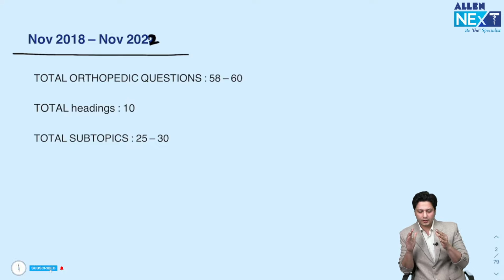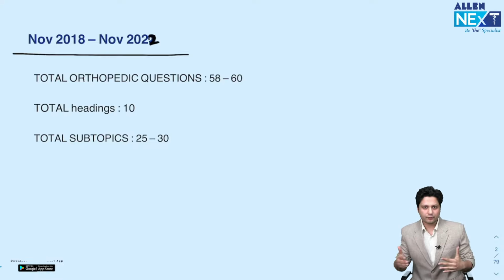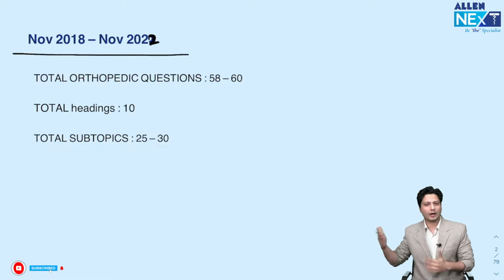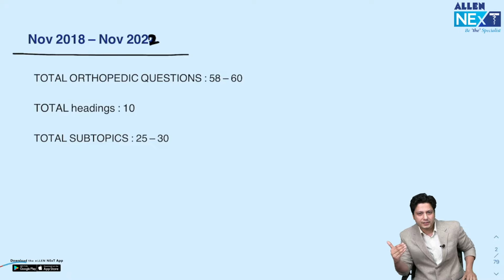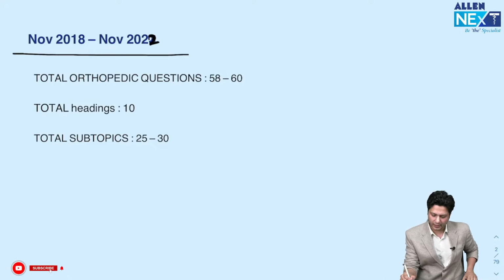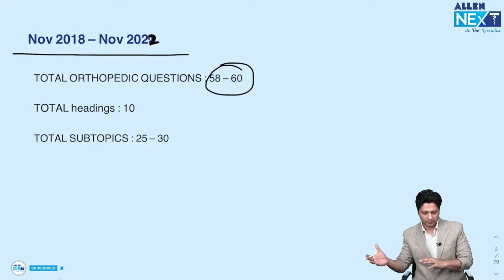You see, in order to keep it very simplified, what we have tried is to pick up the questions and the topics which were asked previously, from November 2018 up to November 2022. Out of all the questions which were asked, orthopedics was asked around 60. So 60 questions were asked in total. Around 58 to 60 questions were directly linked to orthopedics.